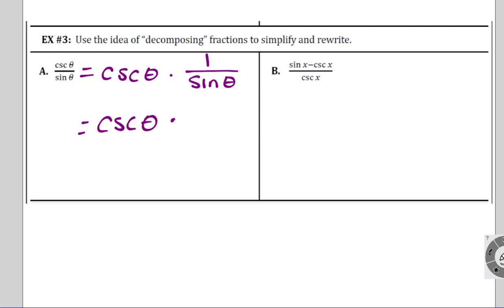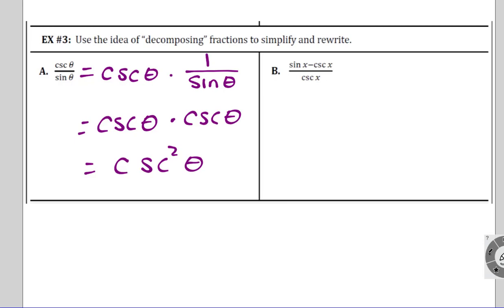Not cosine, but cosecant. Very good. Cosecant theta. And so we can just say the whole thing is equal to cosecant squared theta. Yes. Why isn't it cosecant theta squared? Great question. Why isn't it cosecant theta squared?